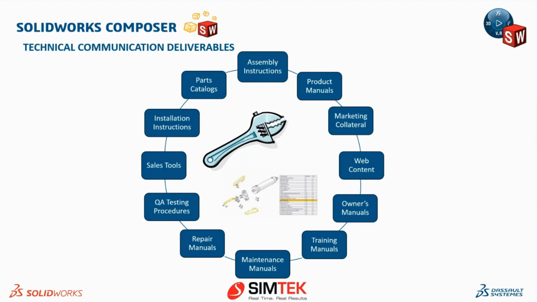Then what are the types of deliverables available in technical communication? As you see in this PPT, these are the types of deliverables available, such as assembly instructions, product manuals, marketing collateral, owner's manual, maintenance manual, sales tools, installation instructions. These can be used as technical communication between the persons inside your organization.